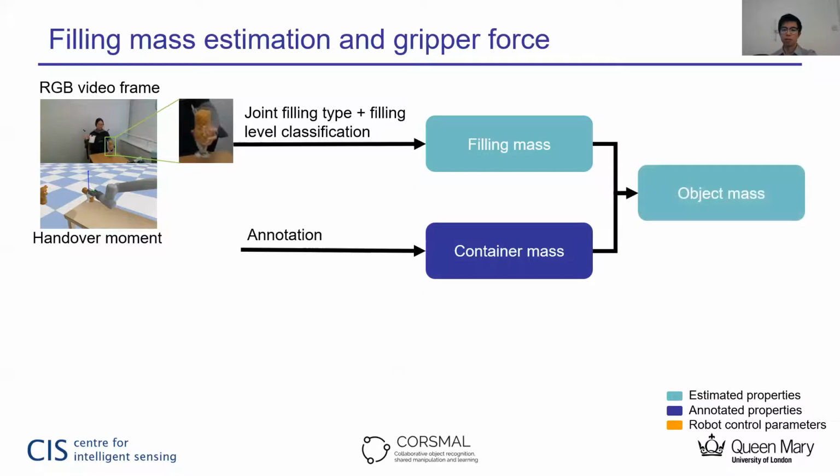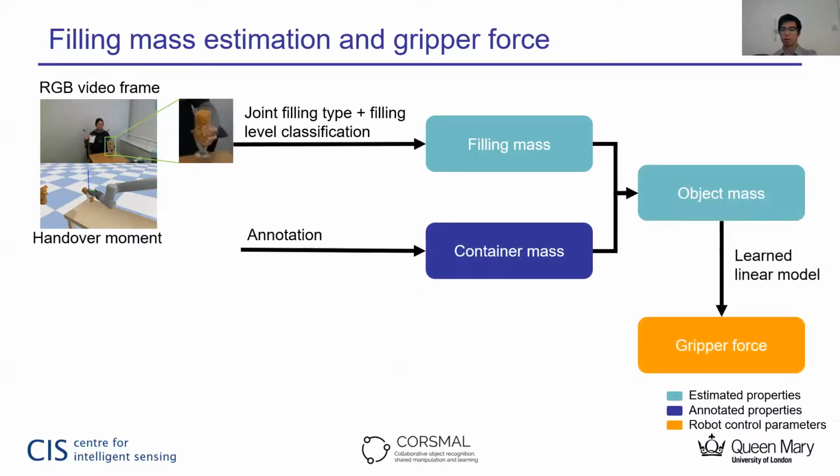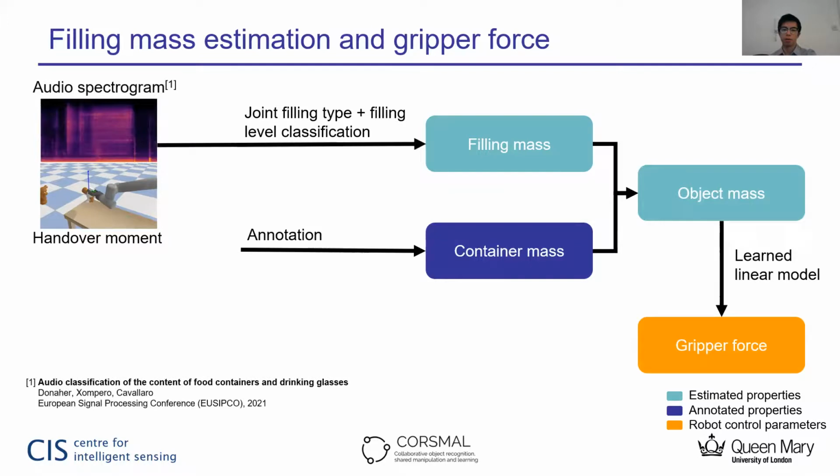We then use a previously learned linear model to predict the required amount of gripper force to hold and deliver the container, which will be applied by the robot on the container. Note that other modalities such as audio can be used to better estimate the filling mass of opaque containers where the fillings cannot be seen.